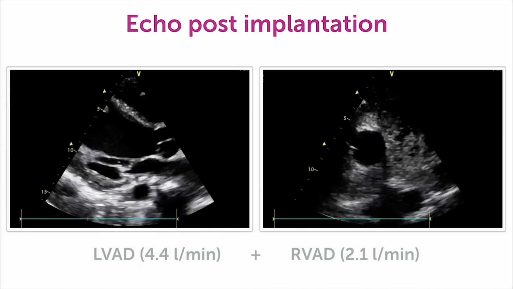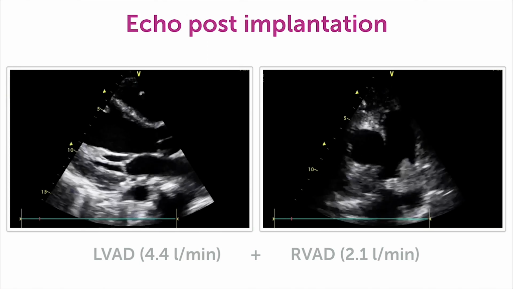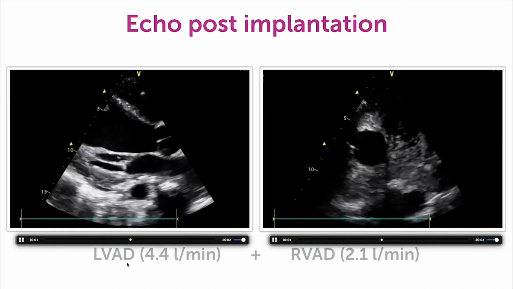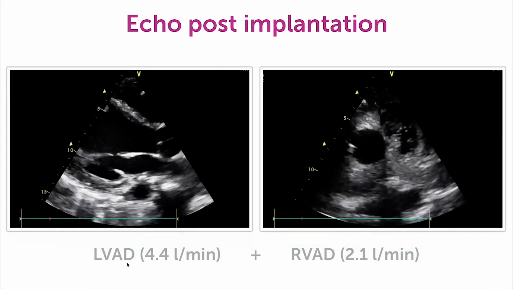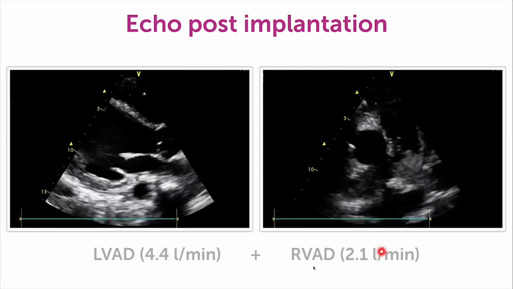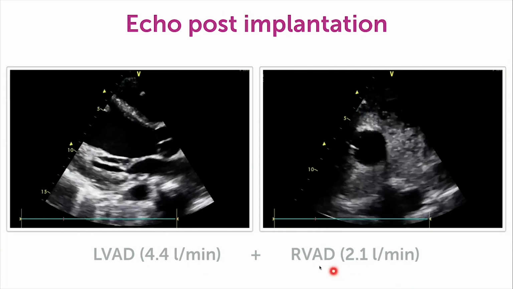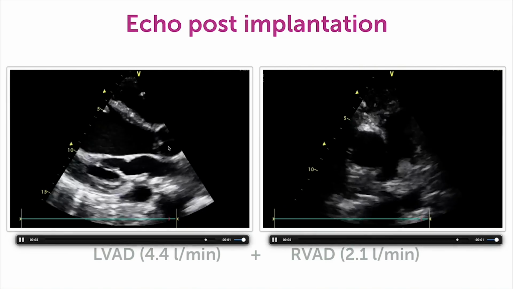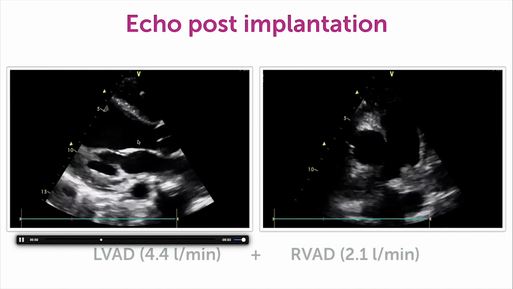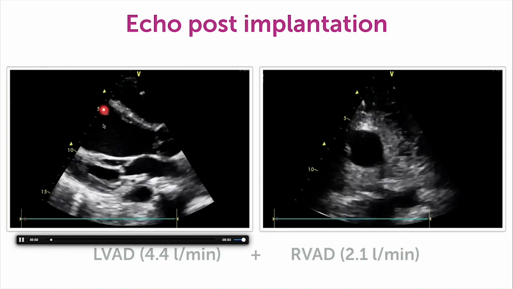And now you see, after implantation of the RVAD and LVAD, here's what actually happened. Now all of a sudden you have very good flow across the LVAD with 4.4 liters and 2.1 across the RVAD. So the right ventricle is still functioning somewhat. You see that the aortic valve is not opening. Here's the cannula. You see that the blood is being sucked out of the left ventricle.